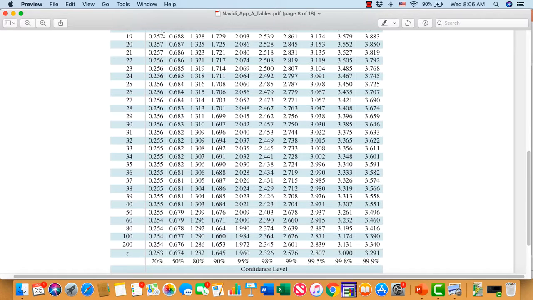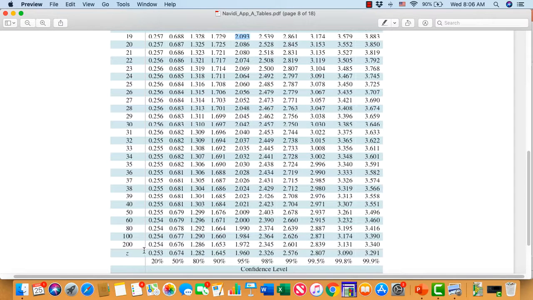So here's the row corresponding to 19 degrees of freedom. And then you would find the number in that row corresponding to your desired level of confidence, right? Let's say you have 19 degrees of freedom and you want 95% confidence, then your critical value would be 2.093. That's the number that you would multiply by your standard error in order to find your margin of error.